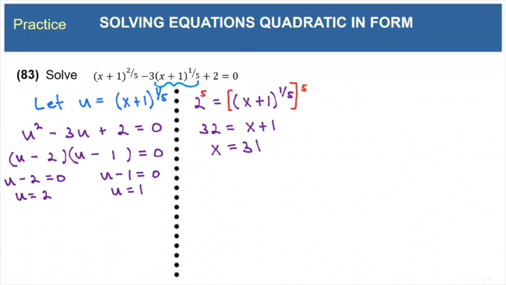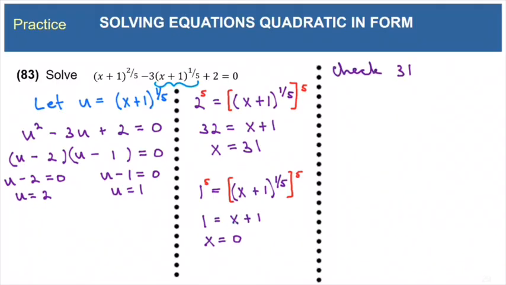That's one solution, and now let's get the solution for u equals 1. So 1 equals (x+1) to the 1/5 power. And we'll raise both sides to the 5th power, and 1 to the 5th power is 1. So now we have 1 equals x plus 1. Subtract 1 from both sides, and you just have x equals 0. Now, both of these should check, so let's run through the checking real fast.